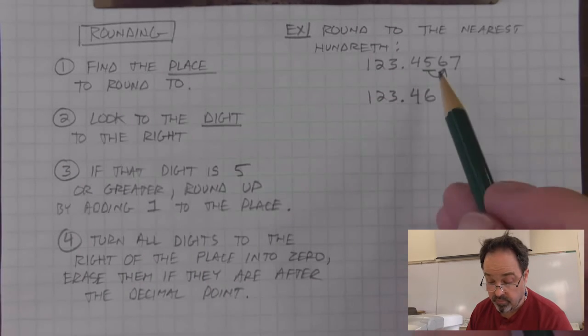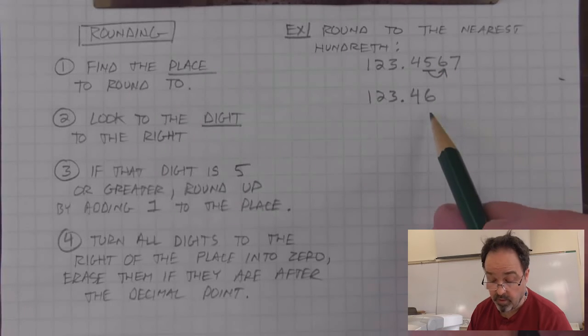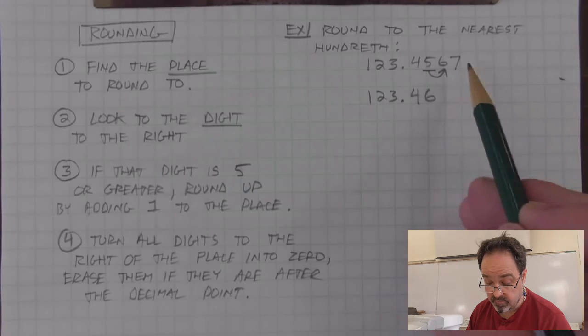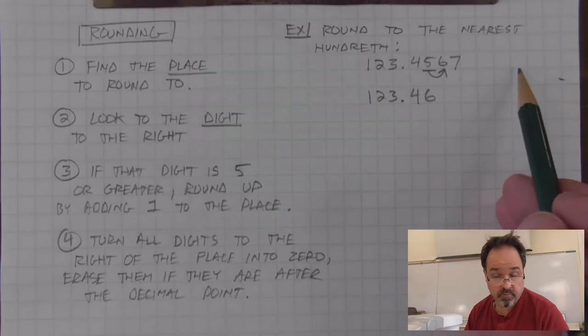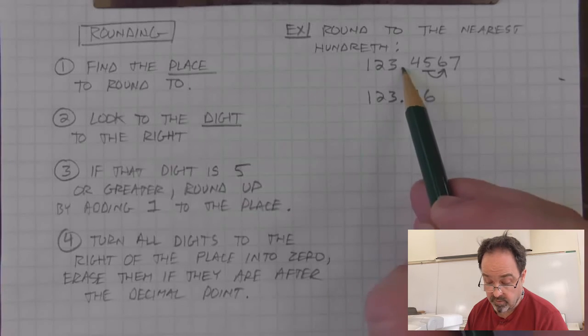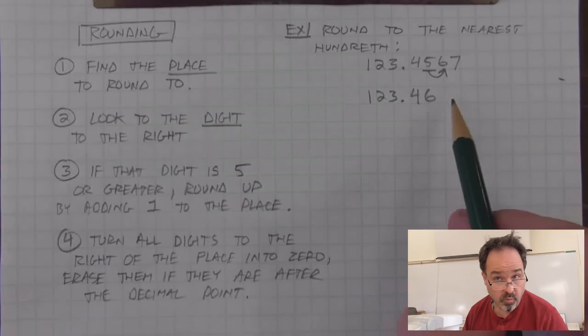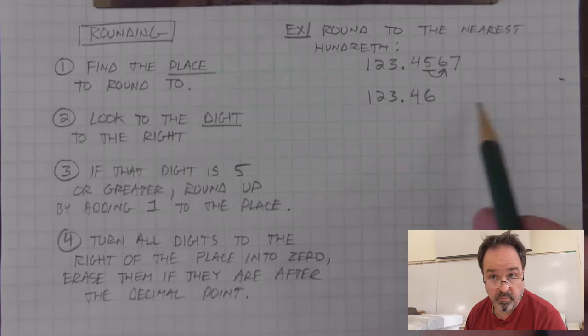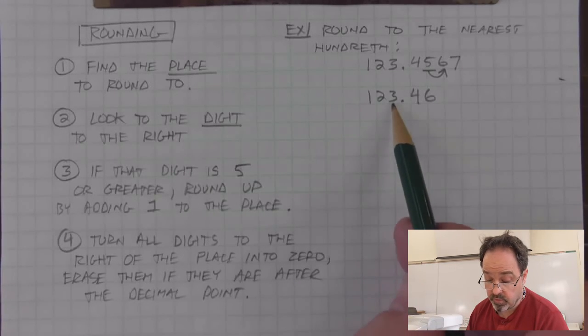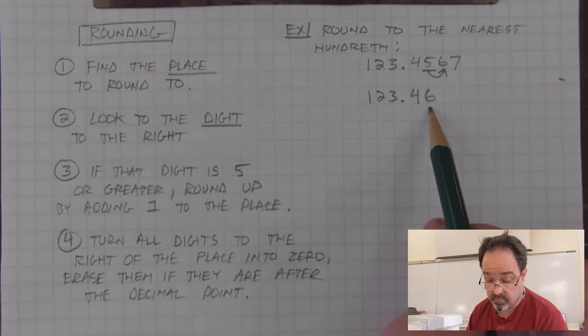So when we increase the 5 to 6, we round it up. Then what remained of the 6 and the 7 or anything afterwards got turned into 0. And since we're after the decimal place, we can ignore those zeros and not write them at all, which produced the answer 123.46.